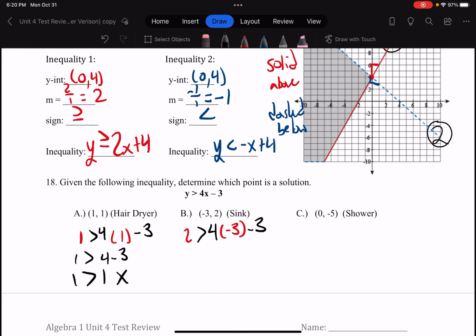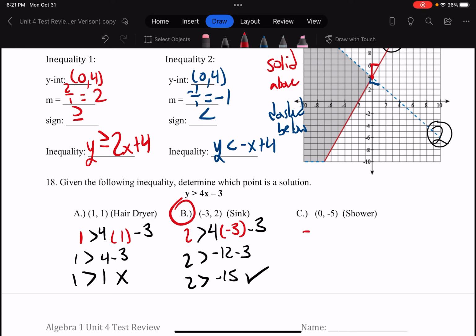So that's going to give me that 2 is greater than negative 12 minus 3. And is 2 greater than negative 15? Absolutely. So this would be my correct solution, but let's go ahead and look at C just so that we can double check, make sure we've got the right solution.